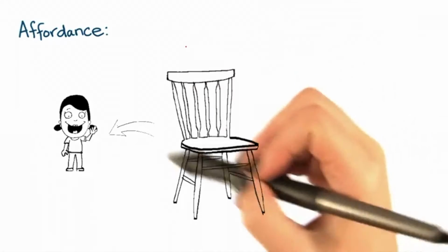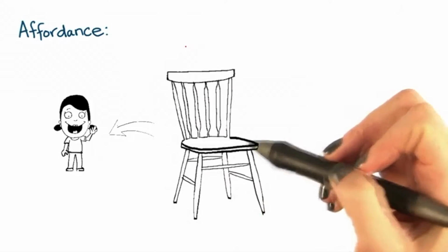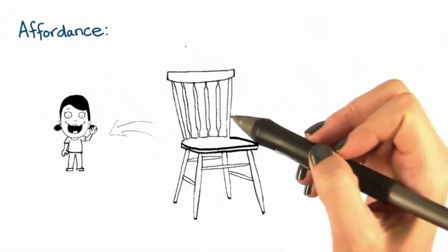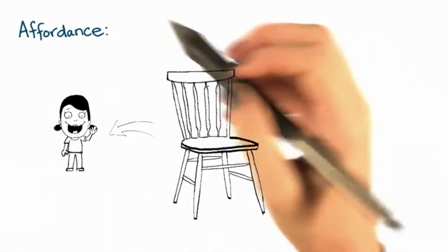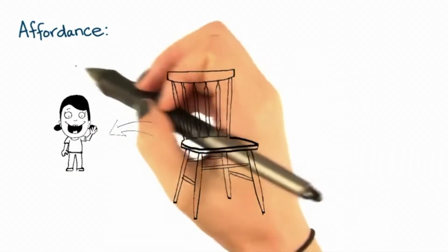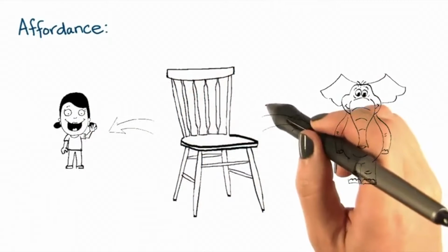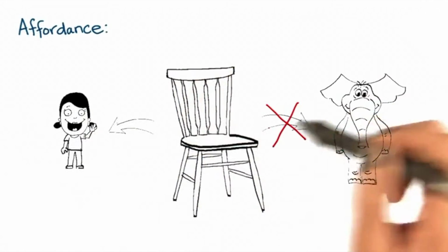Well, signifiers and affordances. Here I have a chair, which affords sitting. This affordance exists because of the shape of the chair combined with the abilities and shape of the human body. The same chair does not afford sitting for an elephant.